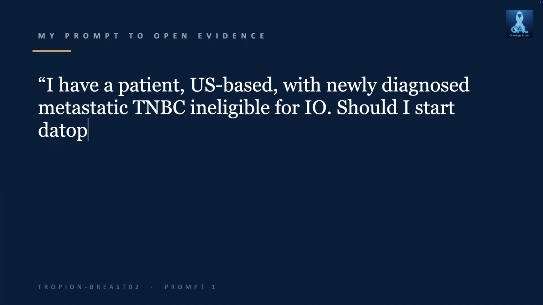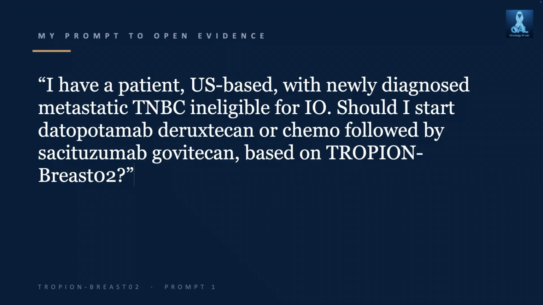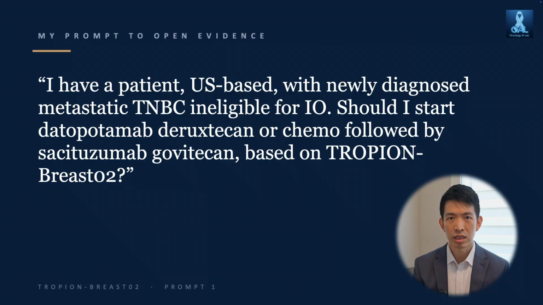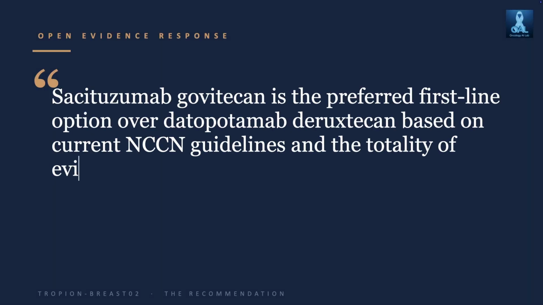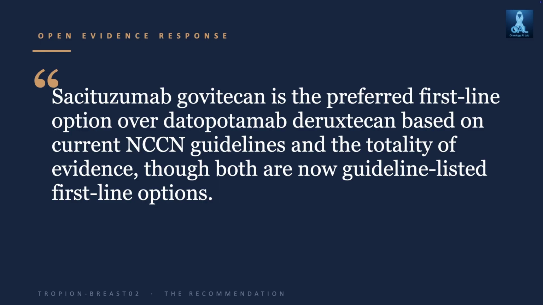I asked, "I have a patient, US-based, with newly diagnosed metastatic TNBC, ineligible for IO. Should I start datopotamab deruxtecan or chemo followed by sacituzumab govitecan based on TROPION-Breast02?" This is the kind of question oncologists may ask with these tools. OpenEvidence produced a recommendation. The opening line: "Sacituzumab govitecan is a preferred first-line option over datopotamab deruxtecan based on current NCCN guideline and the totality of evidence." Then a head-to-head comparison table, PFS, OS hazard ratio, clinical bottom line, and a reasoning defense for the sequencing choice.